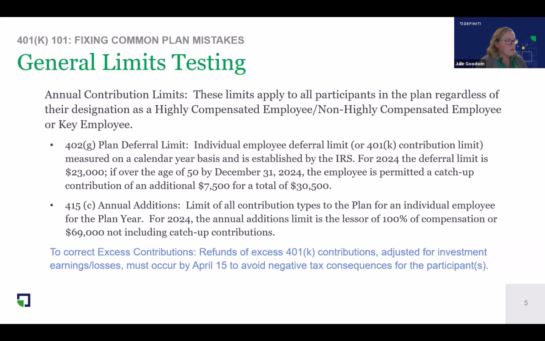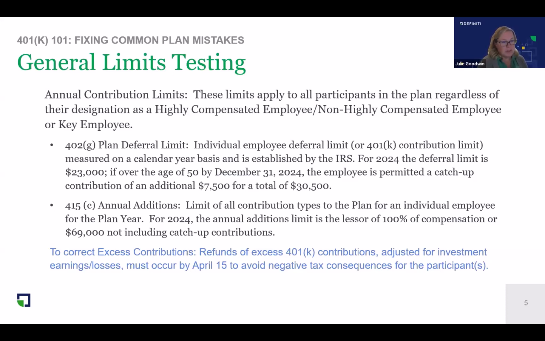The first one is what's called the 402(g). It's the salary deferral limit. Every employee gets one salary deferral limit when you're looking at your W-2 contributions. So even if I work for two employers and I participate in two 401(k) plans, I only have one 402(g) limit. For 2024, it's $23,000. If you're over age 50 by the end of 2024, so if at any time during 2024 you're going to be 50 years old, you could defer an extra $7,500.